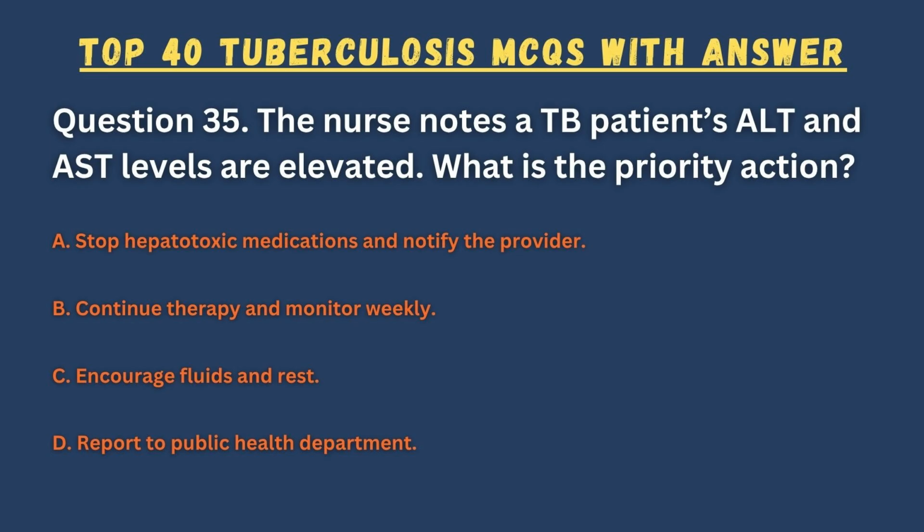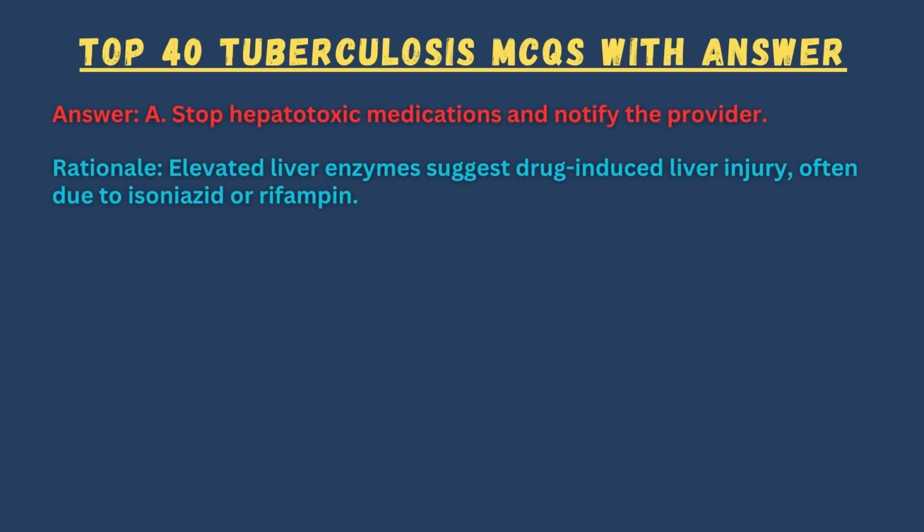Question 35. The nurse notes a TB patient's ALT and AST levels are elevated. What is the priority action? A. Stop hepatotoxic medications and notify the provider. B. Continue therapy and monitor weekly. C. Encourage fluids and rest. D. Report to Public Health Department. Answer: A. Stop hepatotoxic medications and notify the provider. Rationale: elevated liver enzymes suggest drug-induced liver injury, often due to isoniazid or rifampin.